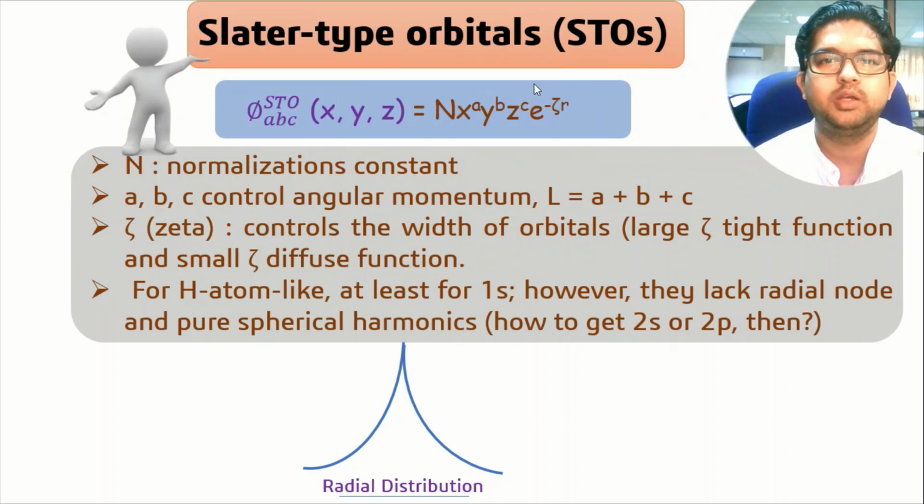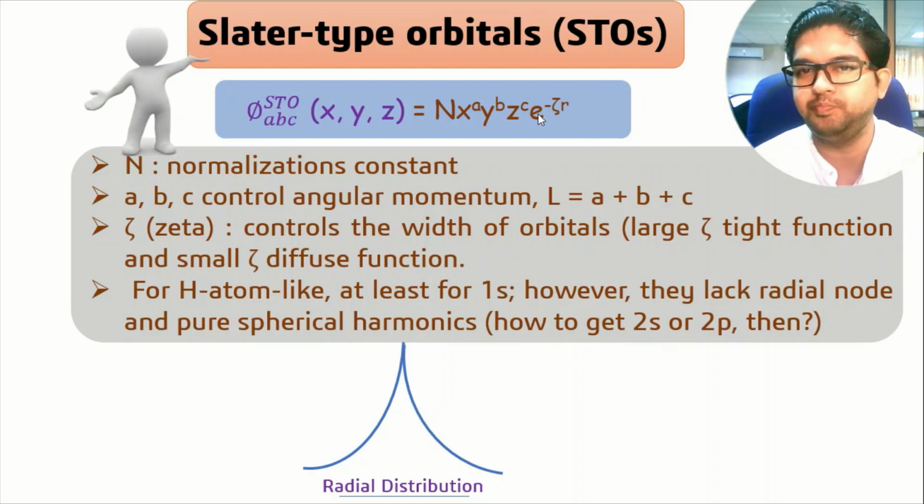Now we have the Slater type orbital. What is a Slater type orbital? This function is represented as N x^a y^b z^c e^(-ζr), where x, y, and z have powers a, b, and c, which give the angular momentum. N is the normalization constant, and ζ is the diffuse function.